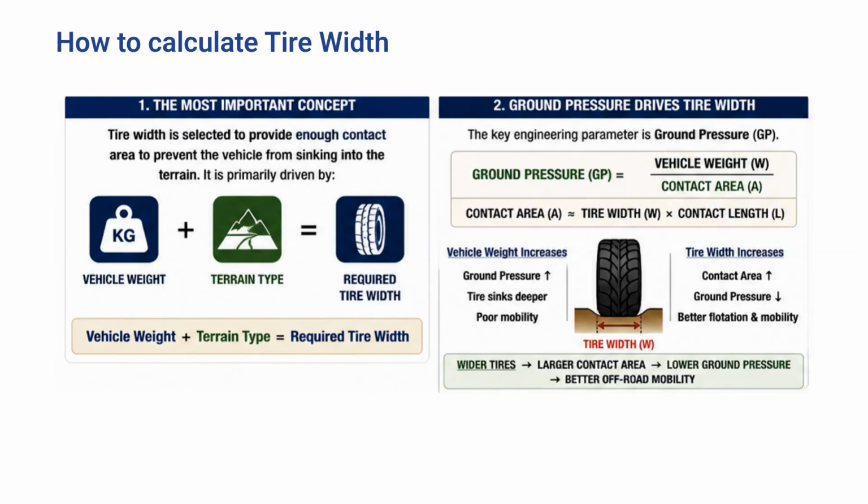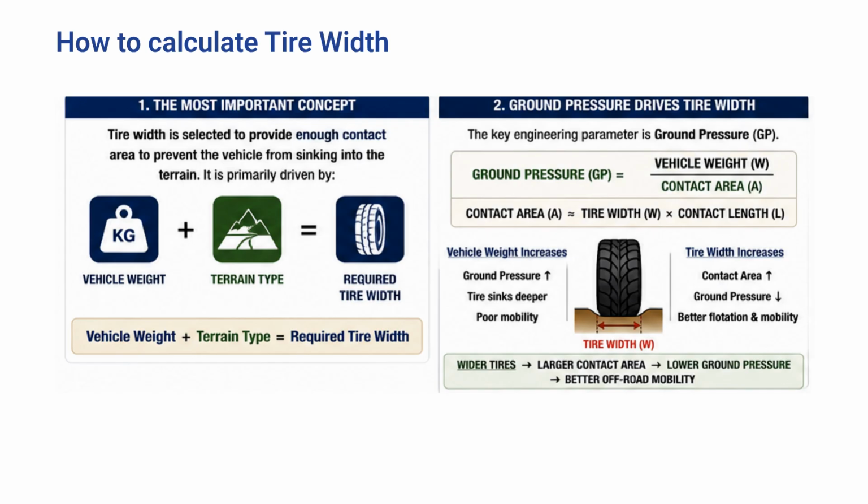Now let's move to tyre width calculation. This image explains the central idea behind selecting the correct tyre width for an off-road vehicle. The first section shows that tyre width is mainly determined by two factors: vehicle weight and terrain type. A heavier vehicle places more load on the ground, while softer terrain, such as mud, sand, or snow, can support less pressure. Together, these factors determine how wide the tyre needs to be.